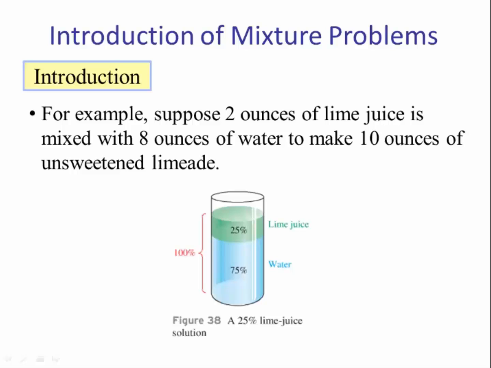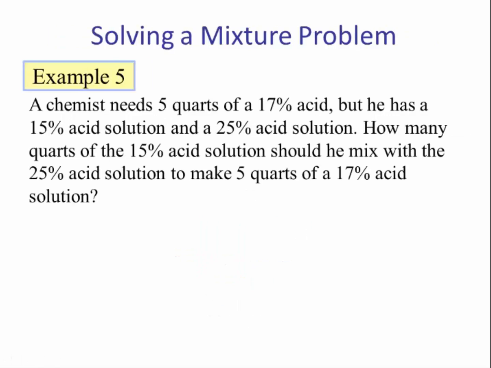For example, suppose 2 ounces of lime juice is mixed with 8 ounces of water to make 10 ounces of unsweetened lemonade. So we have 2 ounces here of juice mixed with 8 ounces of water, which totals 10 ounces of a liquid. Now normally that will be one equation. The second equation will be the amount of concentration. Let's do an example. Example 5.